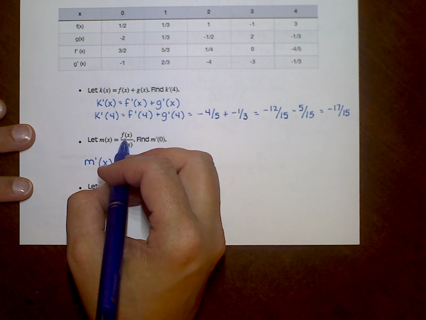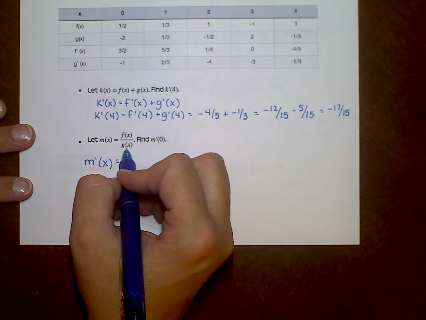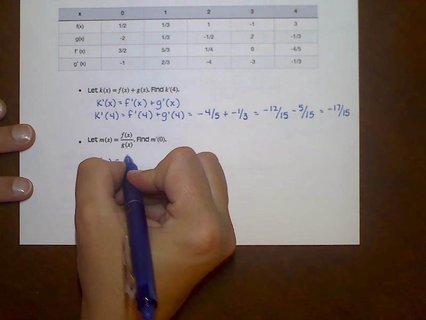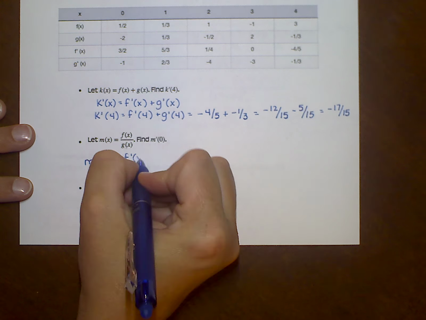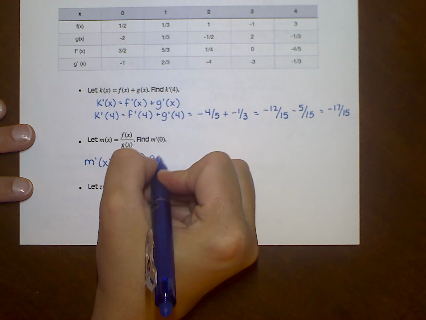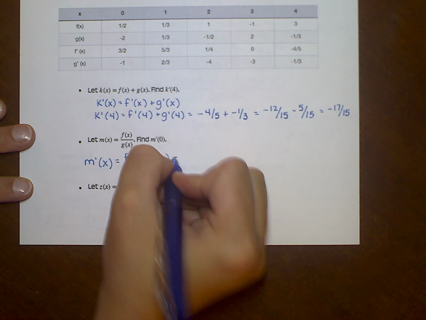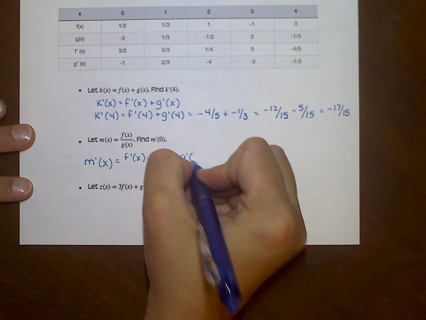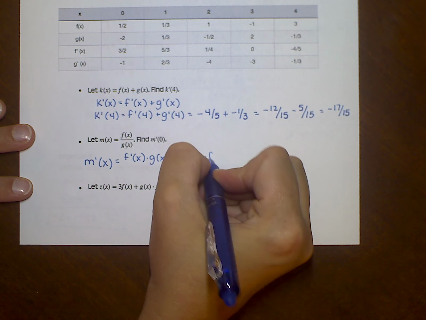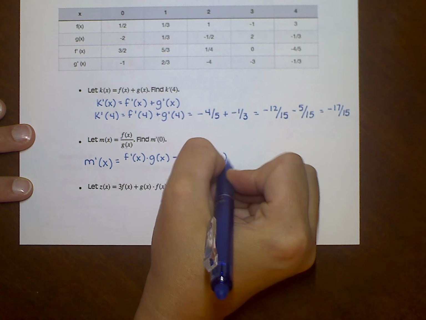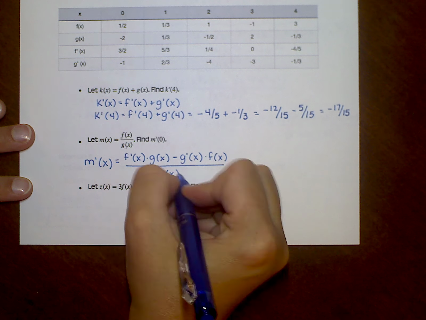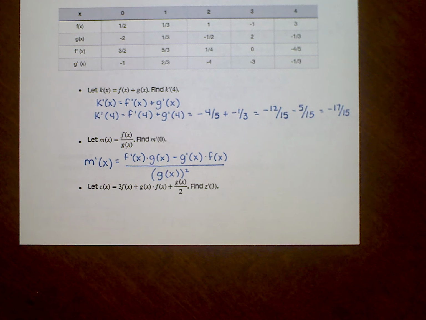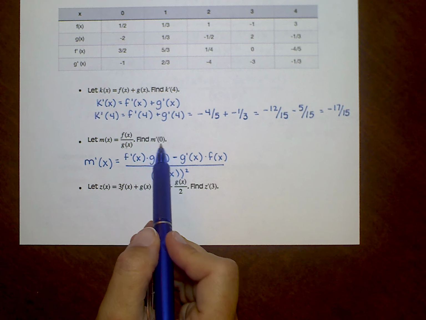So with the quotient rule, I'm doing u prime v. So that's f prime times g of x, minus v prime u. So that's g prime of x times f of x. And all of that is over g of x squared.